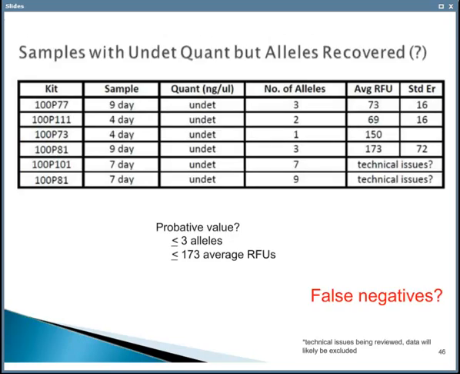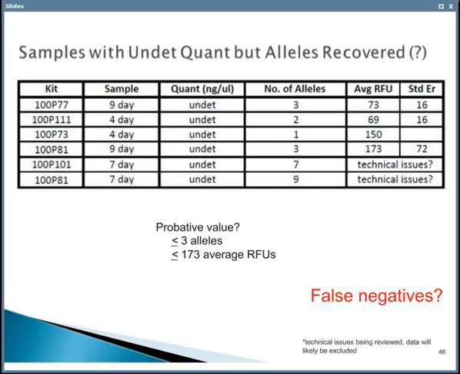Okay, so now what about the question of the Quant system we use? What about the ability of that Quant system to predict whether or not you will get a Y-STR profile downstream? When we looked at all of the results from the 84 samples, we saw that there were a small number of samples that said undetectable, yet we found some alleles recovered. They're listed here, and most of them had 3 alleles, 2 alleles.